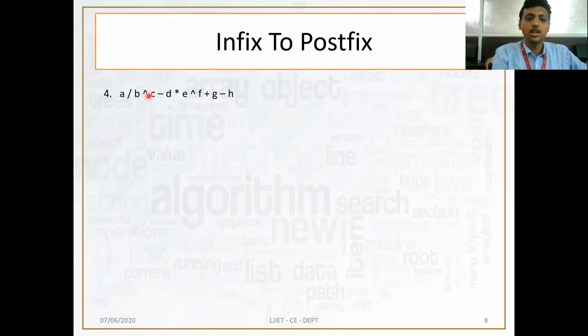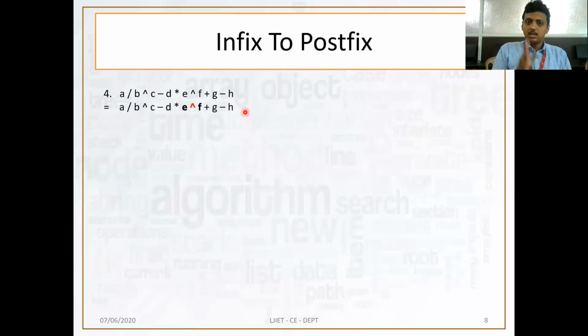A division B $ C minus D star E caret F plus G minus H. Okay, writing the same sequence. Students, here plus minus are there, division star are there, and caret is also there. So which has the highest precedence? Caret. But now here we have two different carets. One is E caret F, second one is B caret C. So we need to execute E caret F first.